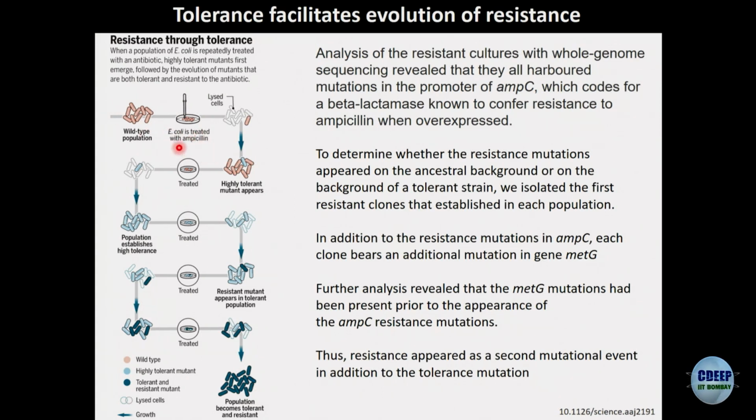The E. coli cell is treated with ampicillin. Okay? I kept on putting it on ampicillin. Each time the majority of the bacteria die, I isolate whatever few remain. I grow it up. I again put them on antibiotic. Again the majority of the bacteria die, then I again take it up, again antibiotic, again the majority of the bacteria go down. Doing this, I did a lot of cycles.